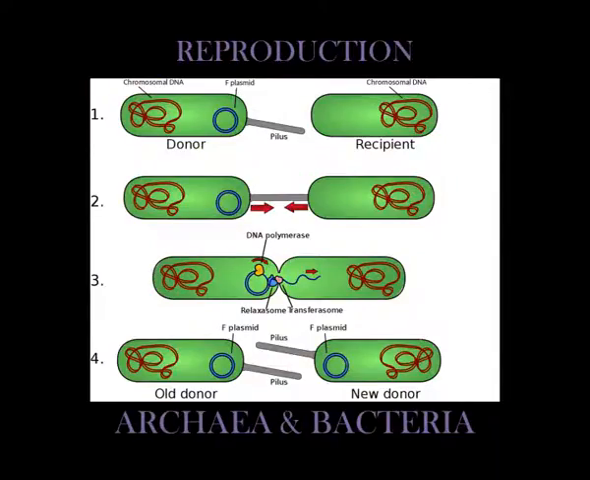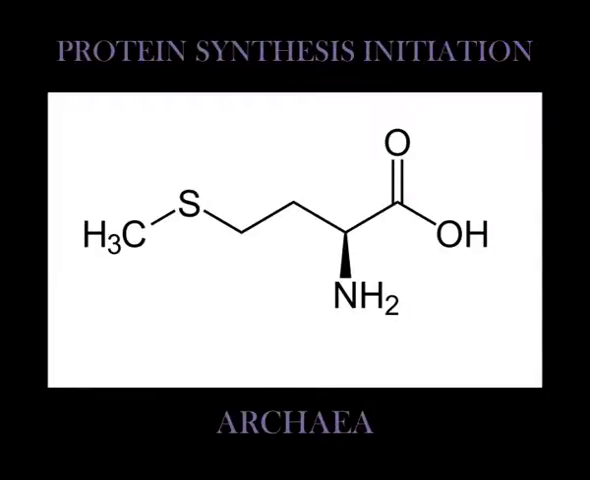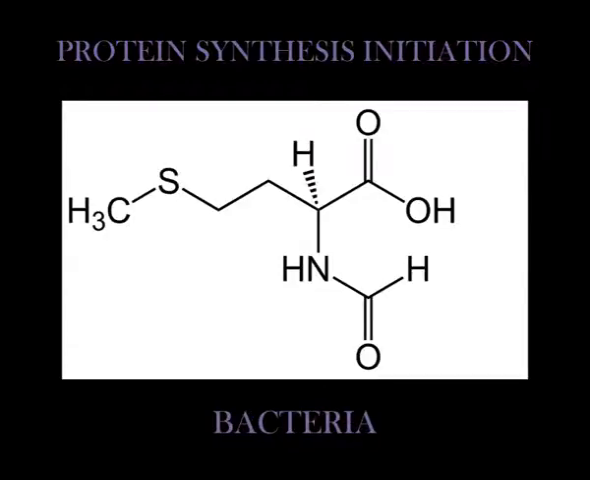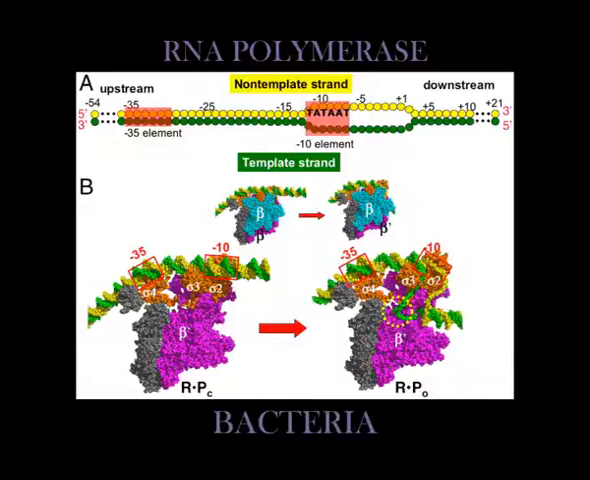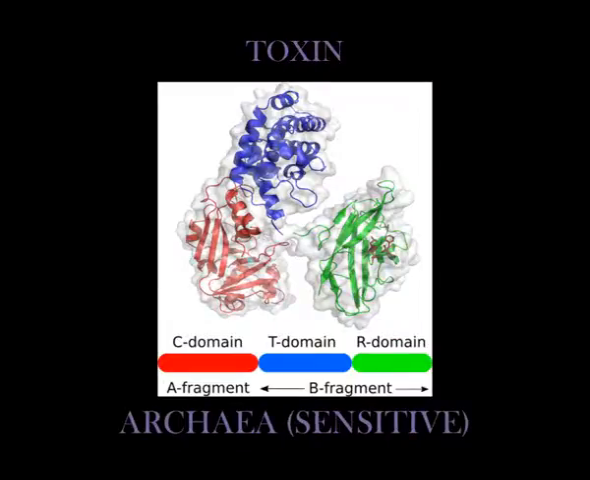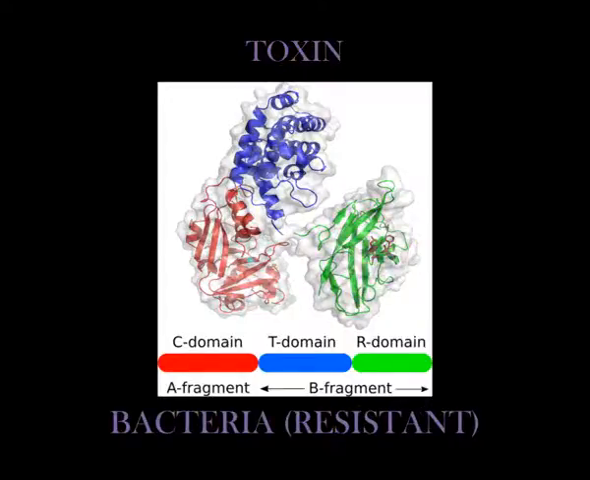Reproduction. Both Archaea and Bacteria have asexual reproduction, with horizontal gene transfer. Protein synthesis initiation: Archaea initiates synthesis with methionine, and Bacteria with formylmethionine. RNA polymerase. Archaea has many of them. Bacteria, just one. Toxin. Archaea is resistant to diphtheria toxin, and Bacteria is sensitive to diphtheria toxin.